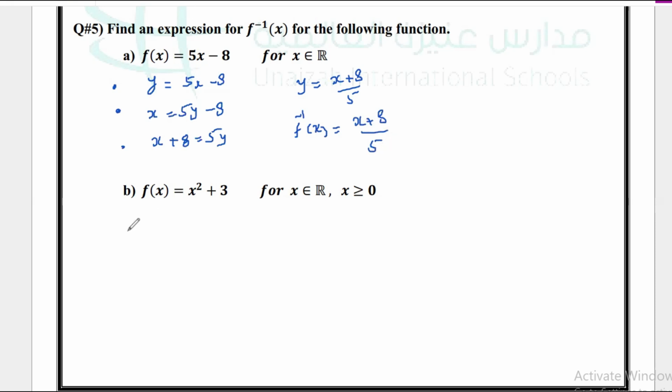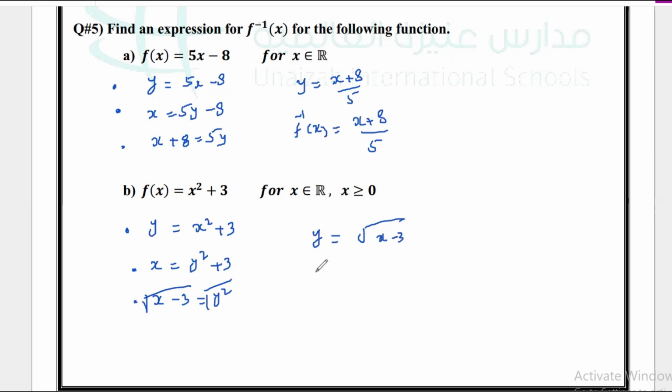In part B, it is also the same idea. First, y is equal to x squared plus 3, and then we shuffle or change the places of x and y. Like x is equal to y squared plus 3, and then make y the subject. So x minus 3 is equal to y squared. So we can take the square root as well. That means y is equal to the square root of x minus 3, and this y represents f inverse of x, which is equal to the square root of x minus 3.